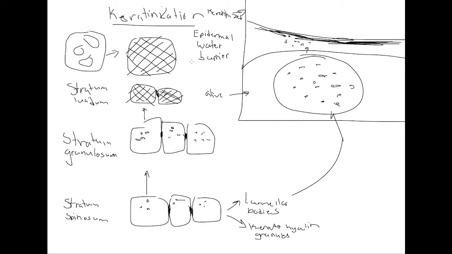Okay, your epidermal water barrier. And it forms part of this epidermal water barrier. Now, what is your epidermal water barrier made of? It's made of two parts: a cell envelope and a lipid envelope.